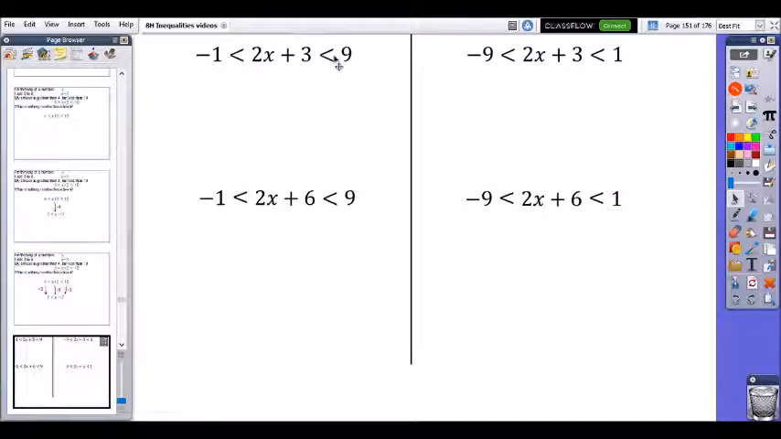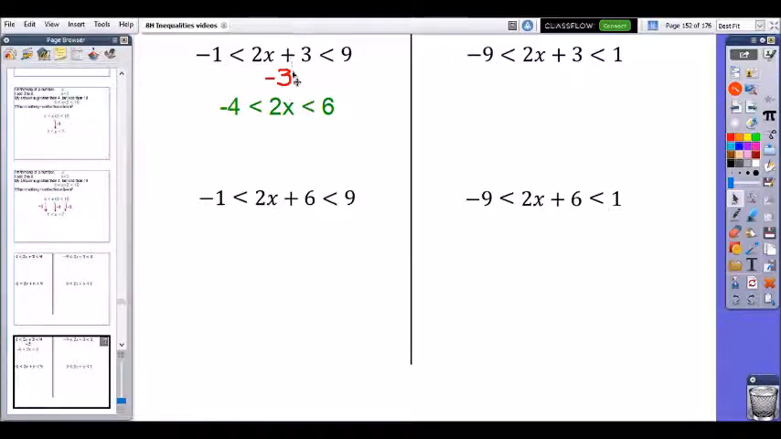Okay, so for the first one, solve means just find x on its own. So I've got 2x plus 3, but I just want x on its own. The first thing I'm going to do, I'm going to get rid of this positive 3. How do I make a positive 3 go away? Well, I'm going to take away 3.